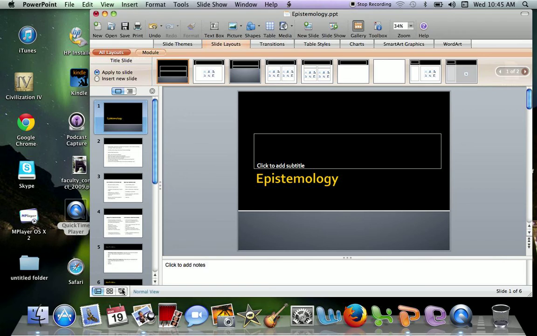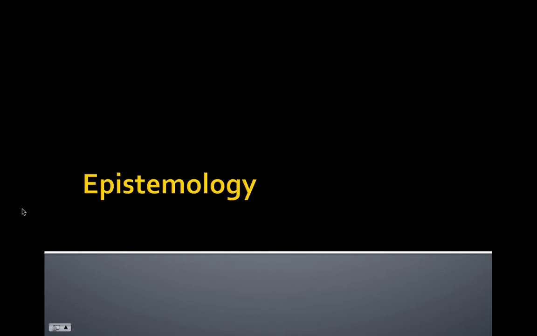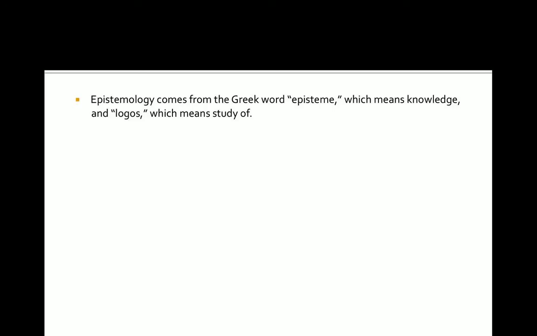All right. What I want to do in this brief 10-minute lecture is to explore some of the questions and topics and issues within the field of philosophy known as epistemology. Let's first start out with a definition. Epistemology comes from the Greek word episteme, which means knowledge, and logos, which means study of. Putting the two together, then, we can say that epistemology is the study of human knowledge.